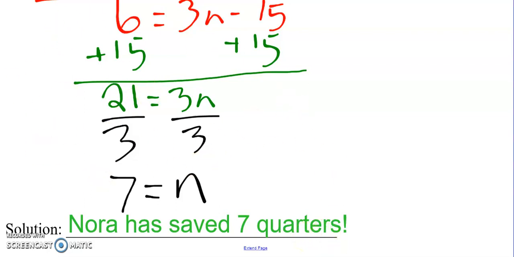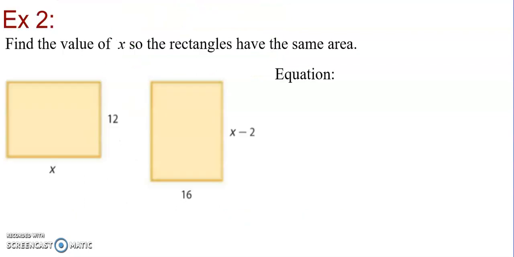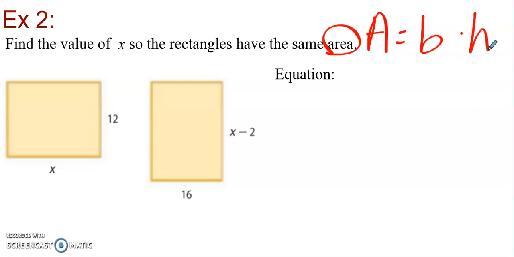Example 2. Find the value of x so the rectangles have the same area. Well, there's not a lot here. We know area, remember, area equals base times height. Same, we know same is like equal. That's when they're equal to each other. So we're going to find the area of these two rectangles.